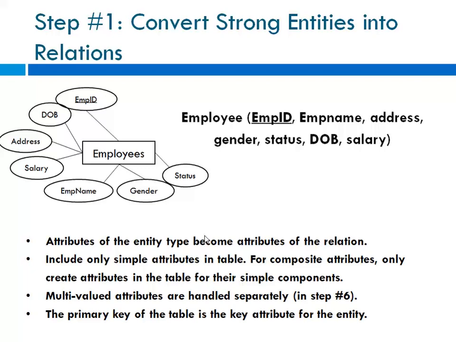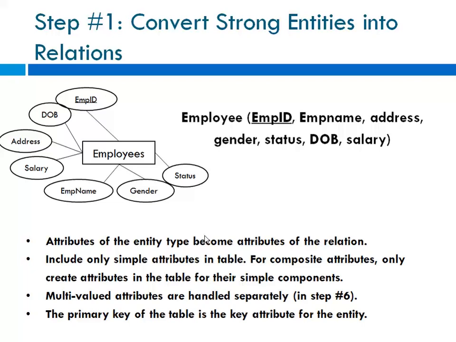First step is convert strong entities into relations, so relations or tables. So we have 3 strong entities in the previous ER diagram. Those are employees, departments and projects. So these strong entities will be converted into corresponding tables, and each of the primary keys in the entities will work as a primary key for the table. So how will you do it?